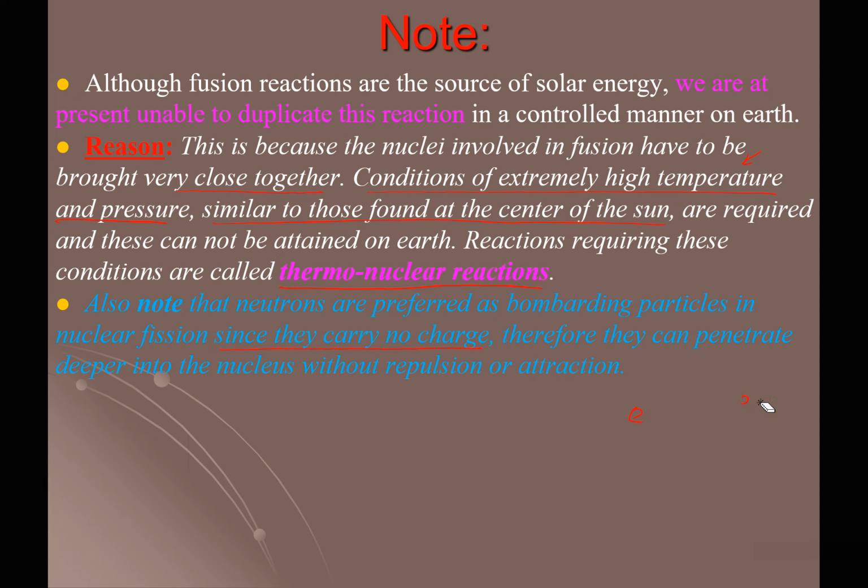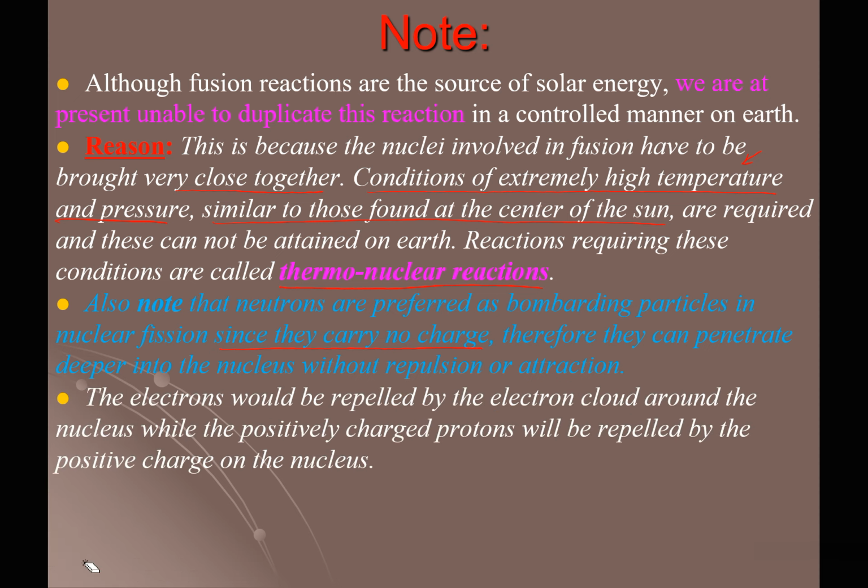It is the neutrons which are used because they carry no charge, and because they carry no charge, we don't expect them to be repelled at all. They can penetrate deeper into the nucleus without repulsion or attraction because they have no charge. So neutrons are preferred during nuclear fission because they carry no charge.